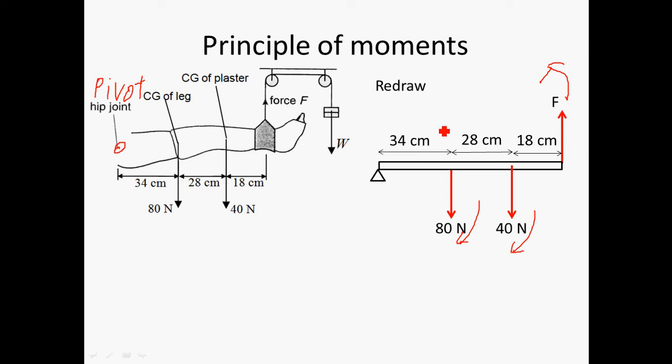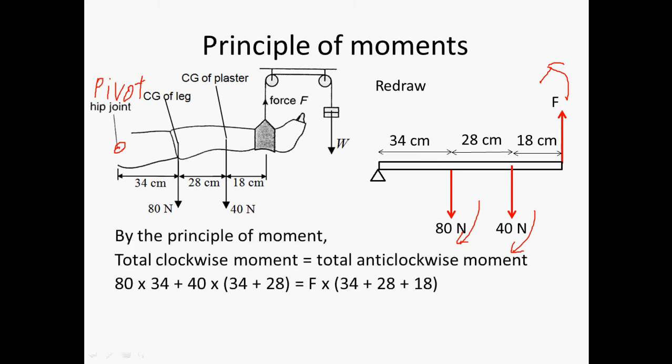So the clockwise moment equals the anti-clockwise moment. If you have been careful about the distance, you will definitely arrive at the answer of 65 Newton. Alright, 65 Newton. Okay, so no issue about this.